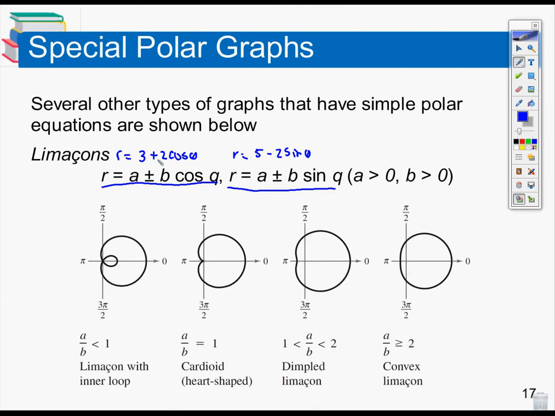I just made these two up here, but let's see what type of limaçon these would be. I need to look at a over b, so in this case it's going to be 3 over 2, and 3 over 2 is going to be greater than 1, but less than 2. So this particular one right here would be a dimpled limaçon.